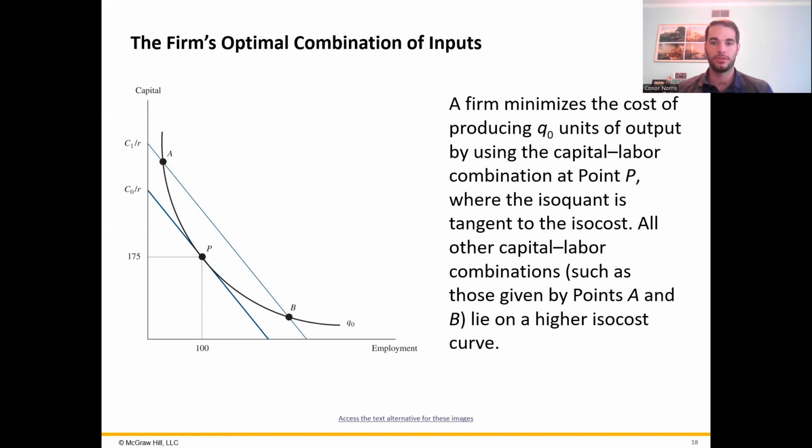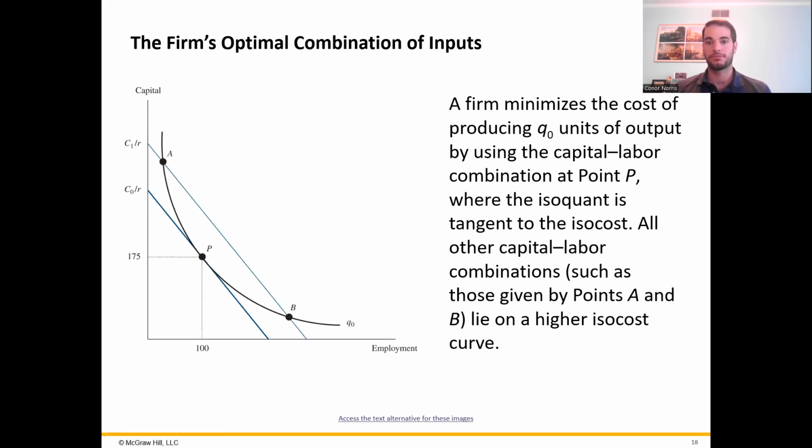We're looking for the point where the firm can reach a particular isoquant, a specific level of production, while staying on the lowest possible isocost line, which minimizes the cost. So instead of being out here at C1 at the higher cost, the firm would prefer to be down here on line C0, as close as possible to the origin. So they're going to produce where the isocost line is tangent to the isoquant curve.